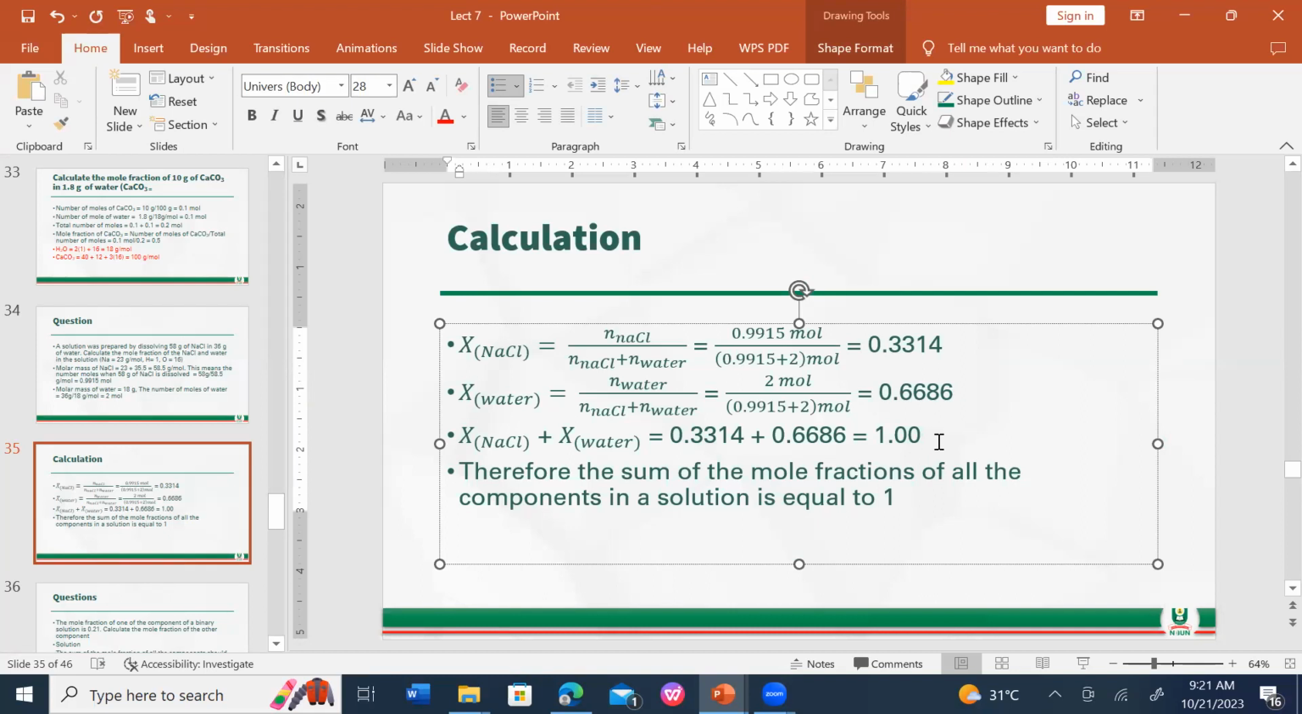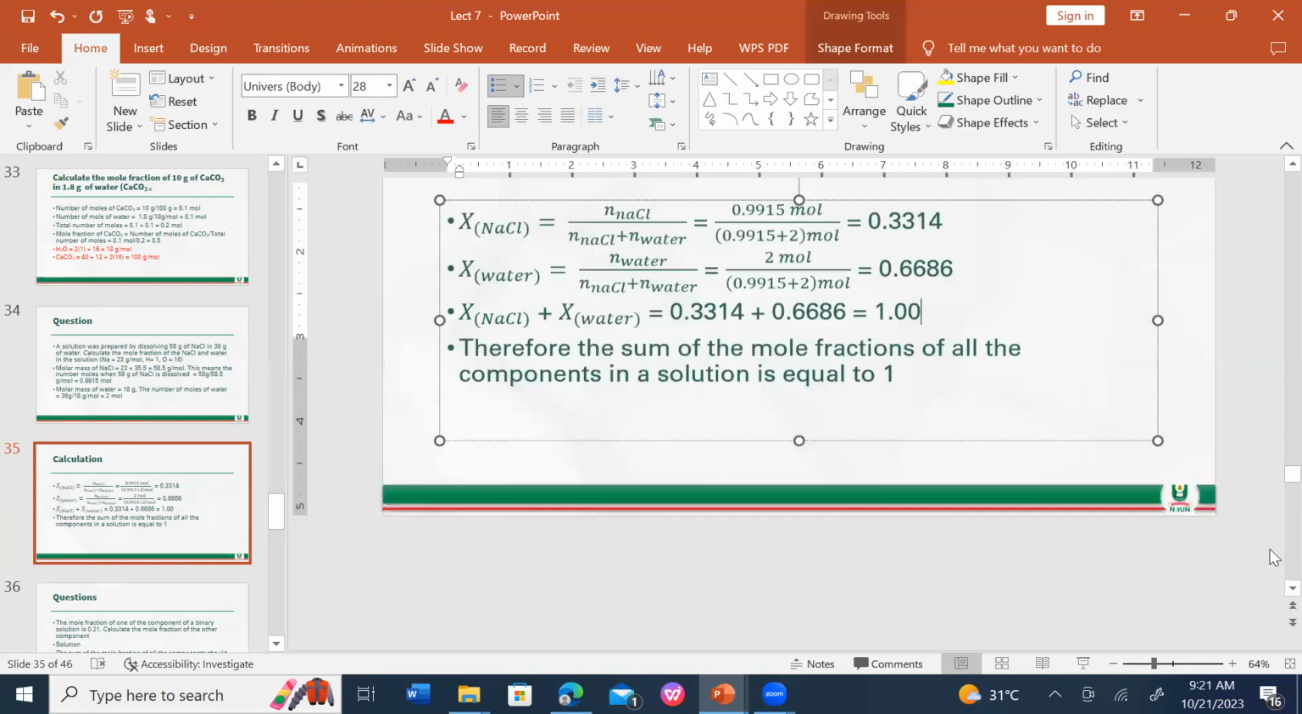Now, if you add the mole fractions of all the components in a given mixture, the answer will be equal to 1. So for instance, we test it here: 0.3314 plus 0.6684. The answer gives you 1. So we conclude here that the sum of the mole fractions of all the components in a solution is equal to 1. It is unity.